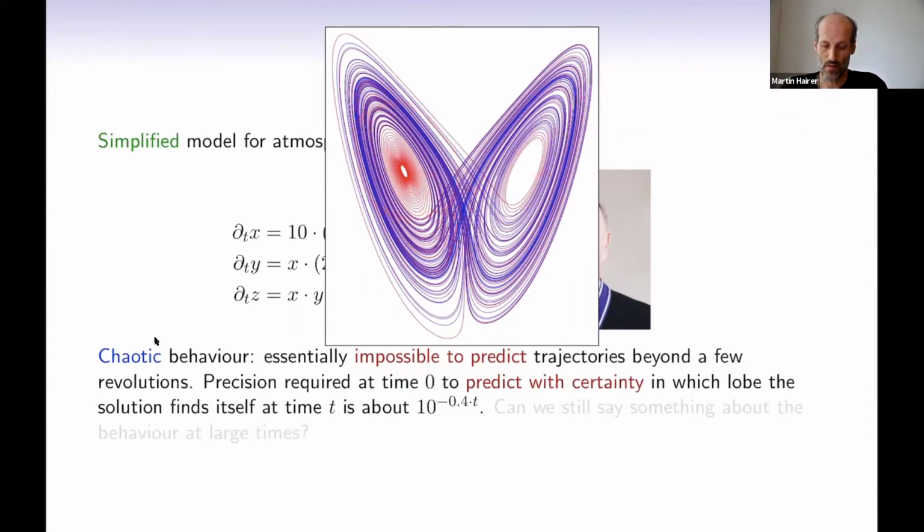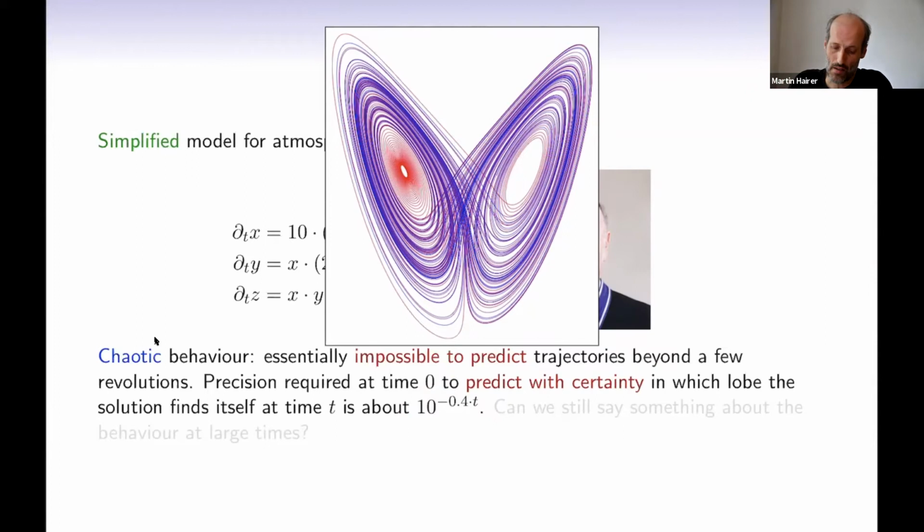And the reason here is that one can show that the precision at which you would need to know the initial data at time zero, in order to predict with certainty around which lobe the solution finds itself after some time t, is about 10 to the minus t over 2, roughly 0.4 times t. And it takes about time 1 to switch from one lobe to the other.